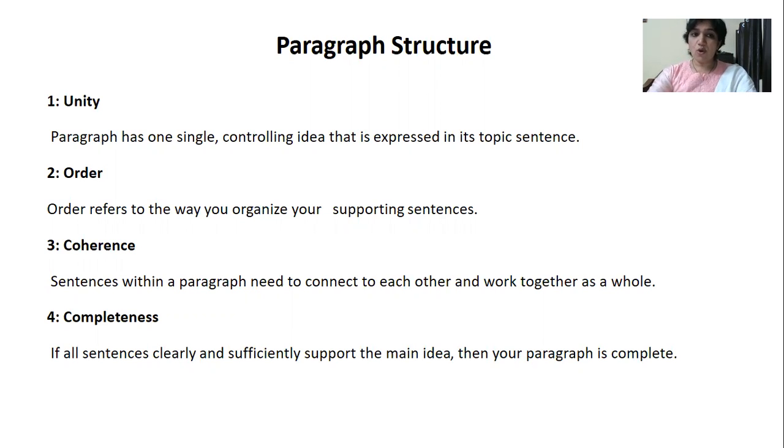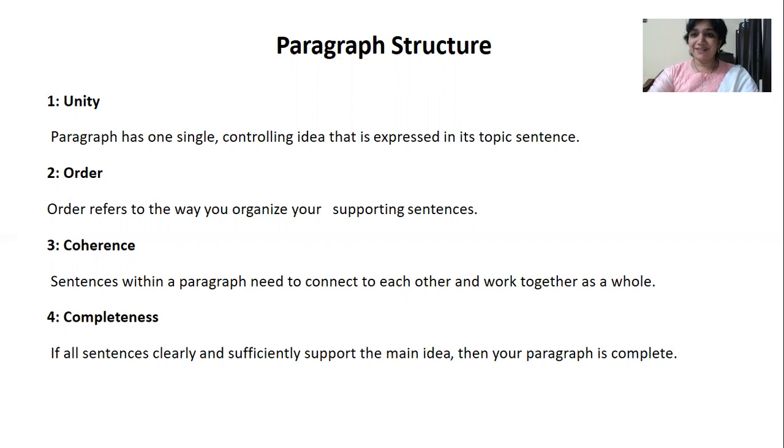Coherence. The third point is coherence. So sentences within a paragraph need to connect to each other and work together as a whole, right? They should be one body, one organism. It should not be disjointed. So that is coherence. When you read a paragraph, when you proofread, you need to look to this point, whether all the ideas, that is the topic sentence, the supporting sentences, and conclusion, are in alignment with the one topic or one theme or one idea, right?